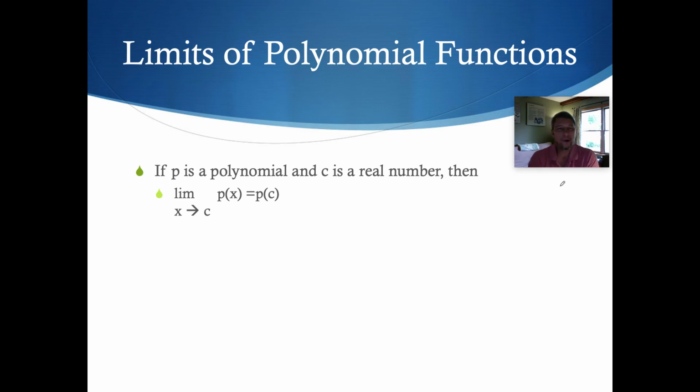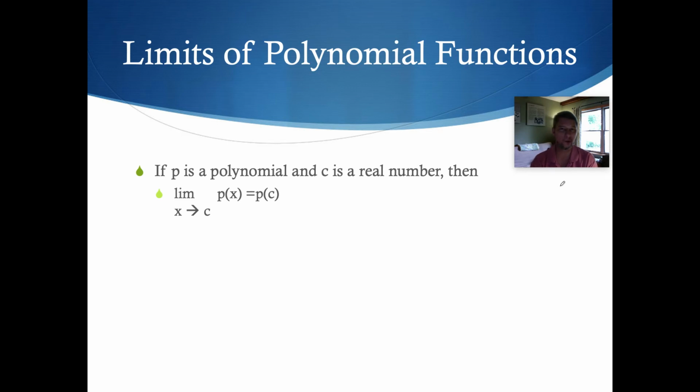And that these deal with polynomials. So, x squared plus 2x plus 1, or 3x cubed plus 2x plus 4, right? Those are polynomials. And so if p is a polynomial and c is a real number, then the limit as x approaches c of p of x should equal p of c.